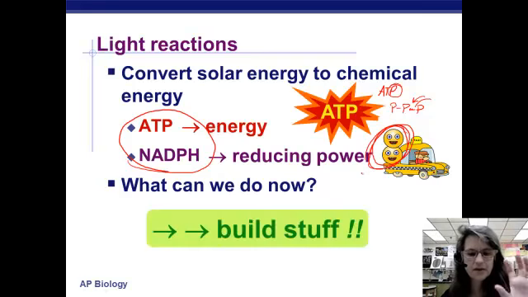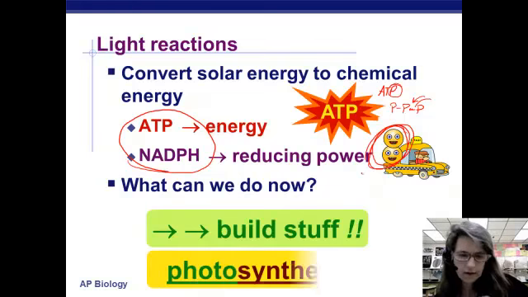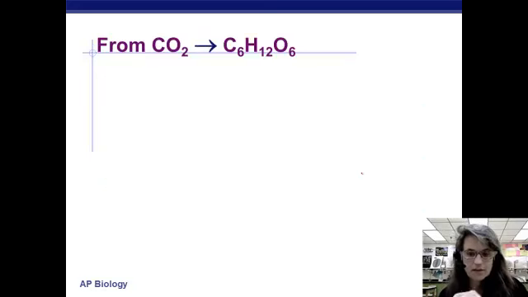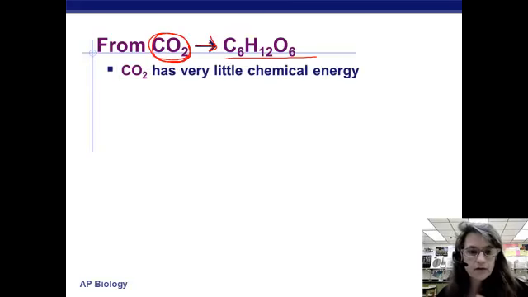So what are we going to do with them? How are we going to use them? We are going to use this energy to build stuff, just like you would use the energy of your body to build a Lego tower. Okay? Photosynthesis, using light to make things, in this case to make glucose. Okay, so getting from this small, simple, low energy building block, CO2, to a glucose molecule.